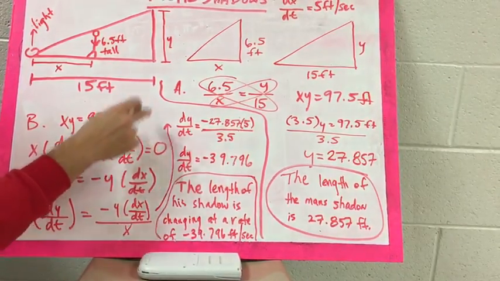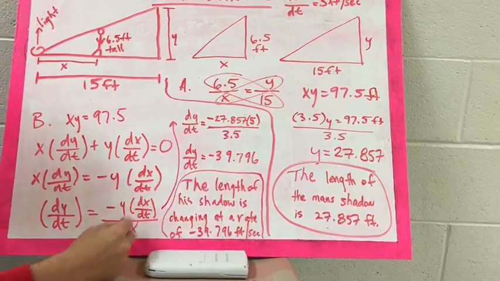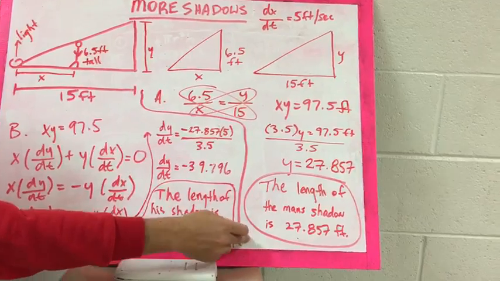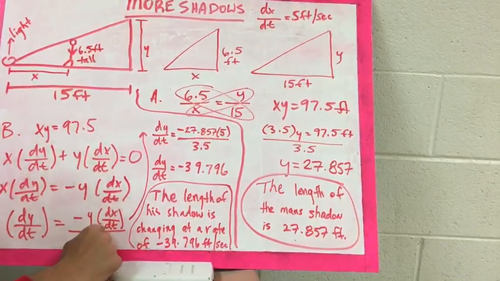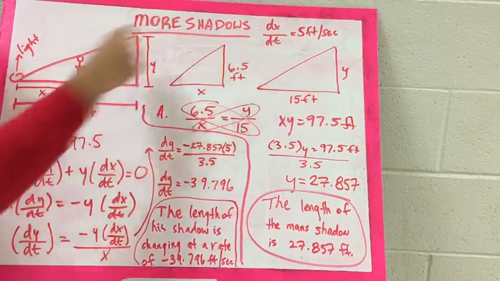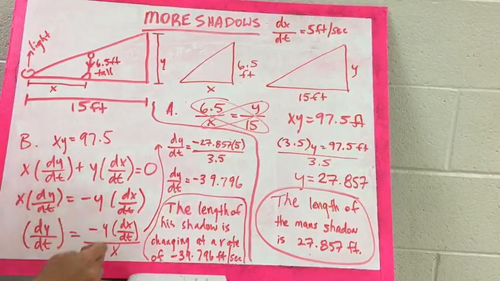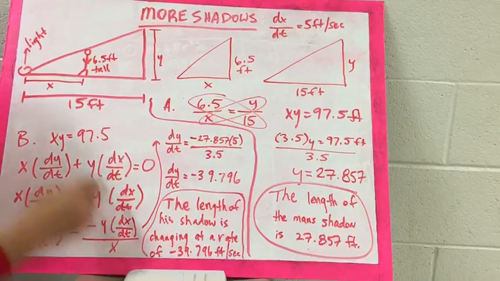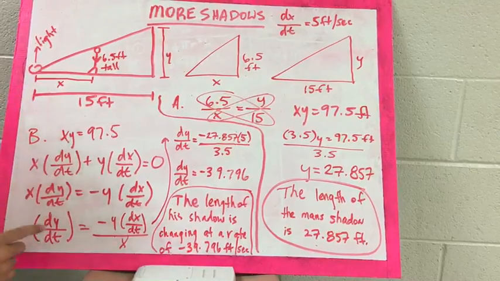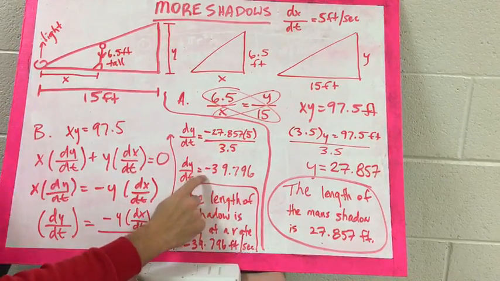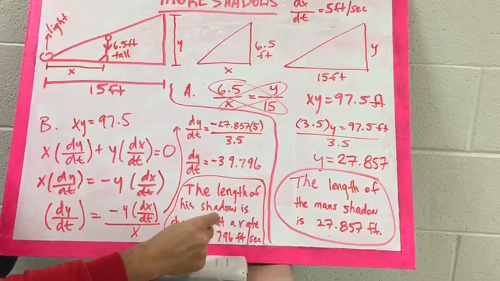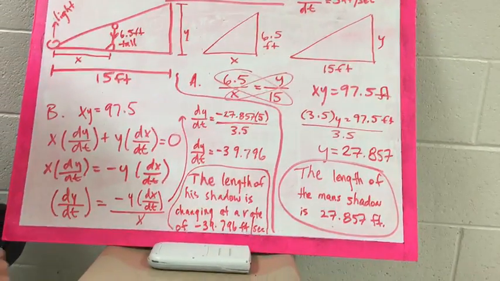So we're going to go up here, and you can substitute in the values that we know, and we know that Y is equal to 27.857 feet, which we found in part A. And we know that dx over dt equals 5 because in the problem it stated that the rate at which the shadow is changing is 5 feet per second. And then we know that X is 3.5, which we also found in part A by subtracting, getting that X equals 3.5 feet. Then once you enter that into your calculator, you get negative 39.796. So the length at which the shadow is changing is negative 39.796 feet per second.